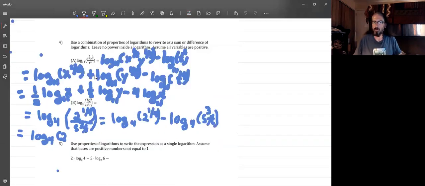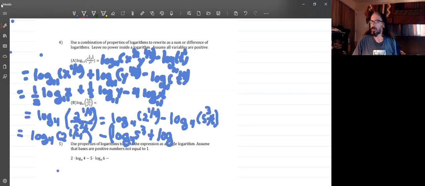So the log of 2 to the 1/4 in base 4 minus, well, there's going to be parentheses around this whole thing. The log of s cubed base 4 plus the log of t in base 4.